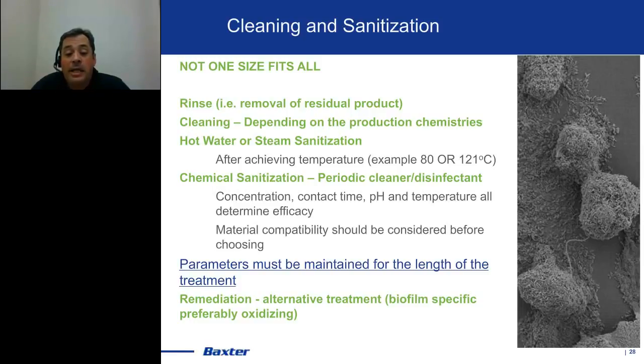Hot water and steam are used very commonly in the pharmaceutical industry. Sometimes chemical sanitizers can work. When it comes to chemicals, you need to think about your concentration, your contact time, your pH, your temperature, and is it compatible with your surfaces? And I've got the next one underlined here because to me this one is critical and occasionally overlooked. Whether you're sanitizing via heat or via chemical treatment, you need to make sure that your treatment is effective over the length of treatment.